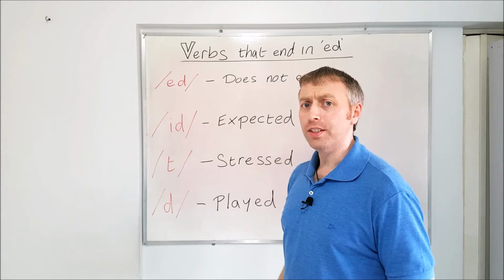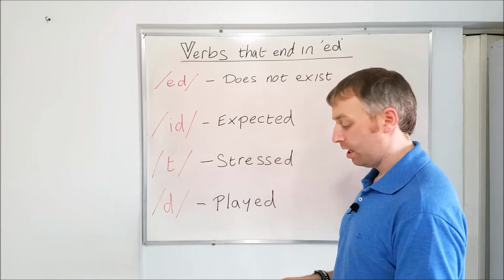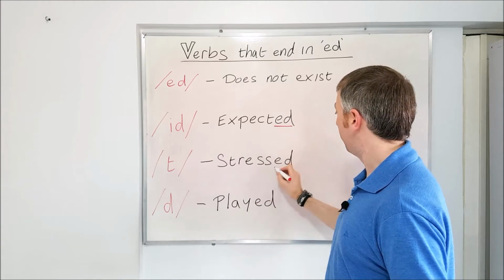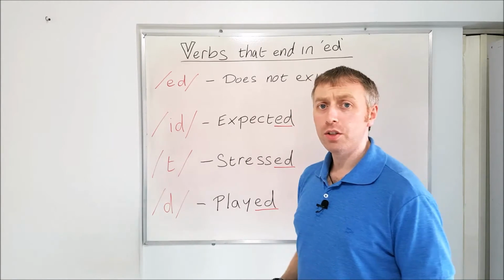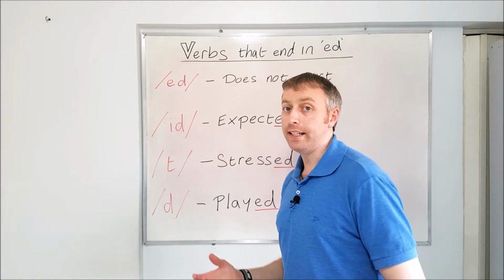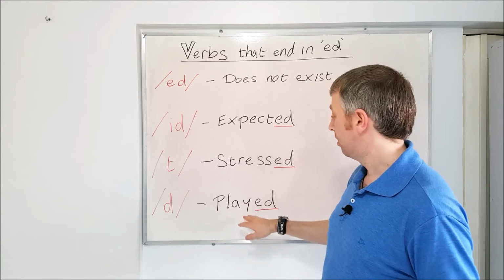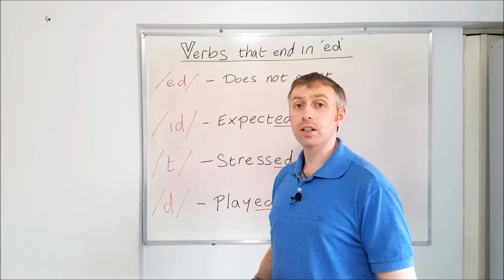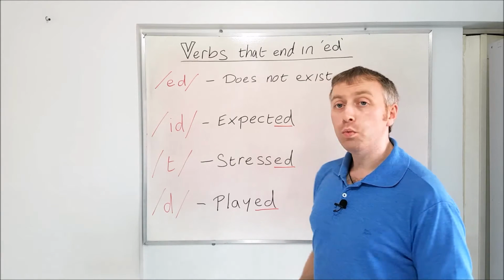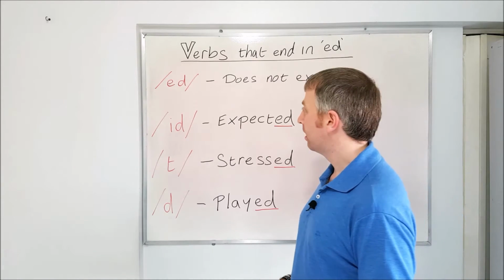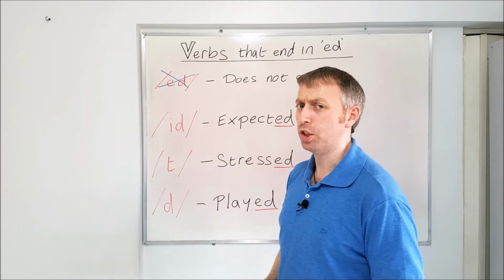So, first of all, whenever we have a word that ends in ed, a verb, like these words here, as you can see, they all have ed on the end. They're regular verbs. But a lot of students will say "ed" when they pronounce it. They will say expected, stressed, played. And this is incorrect. This is not how we pronounce it naturally in English. Sorry, this is wrong. Let's make sure that you don't use that.